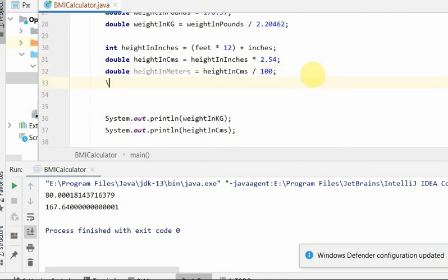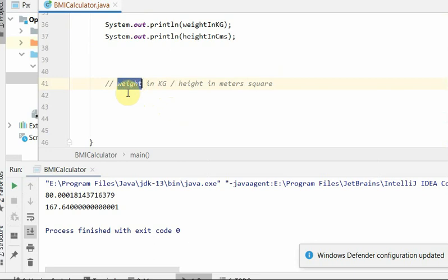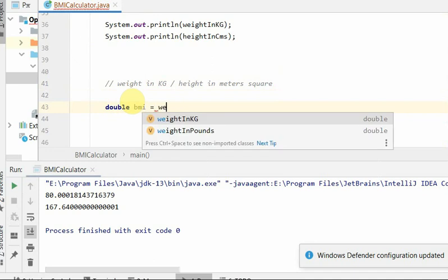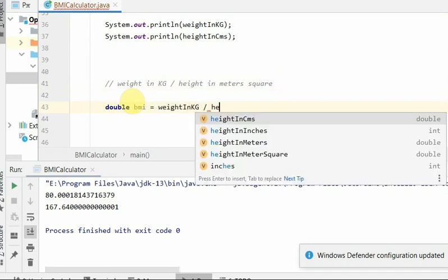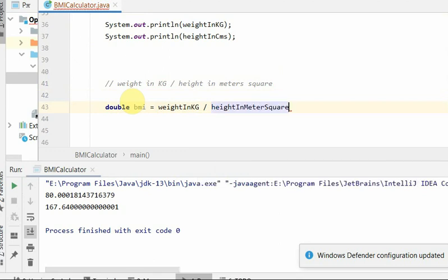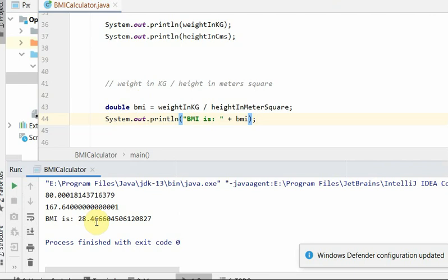Let's get the height in meters squared. This is one way to calculate the square. Okay, we got it. So we'll say here double BMI, that's body mass index. For that we need weight in kgs and height in meters squared. So we'll print here BMI is, and let's run the program. It's 28.46. I guess that's right.